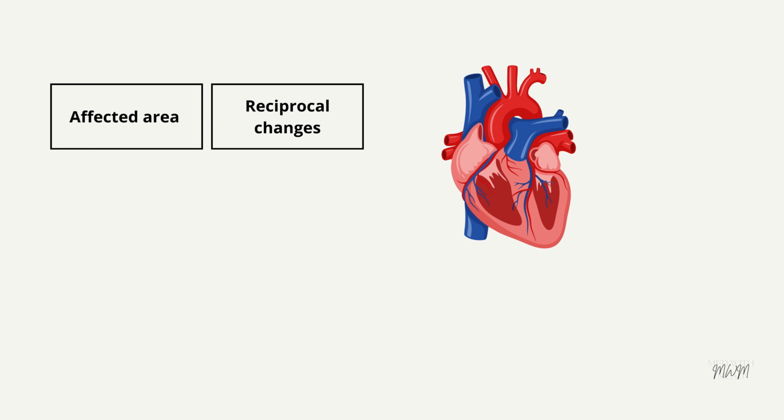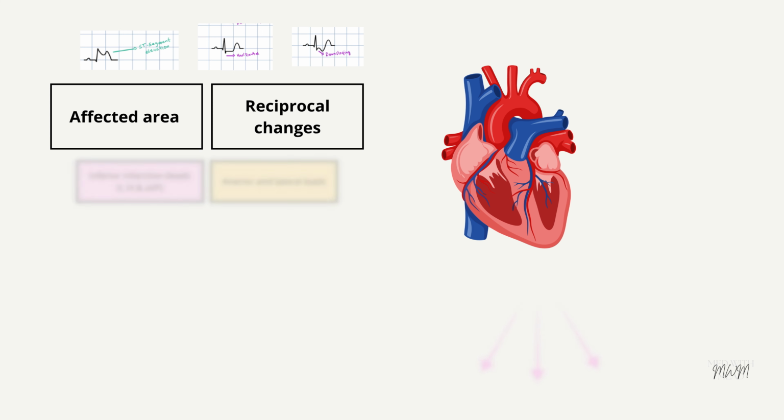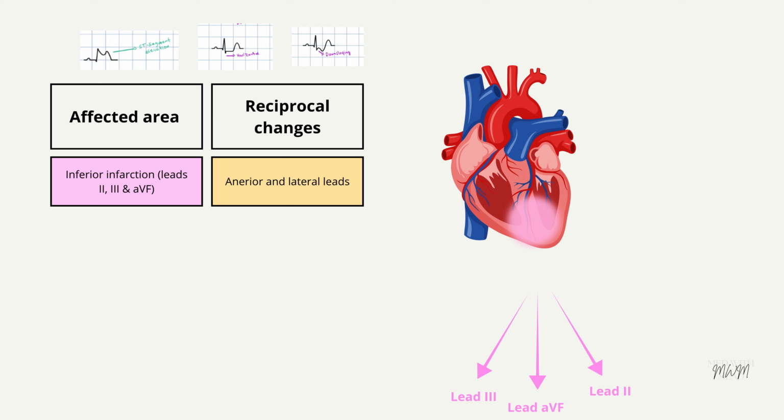Now that we have seen how the ECG leads correspond to different parts of the heart, let's look at how infarctions appear. In myocardial infarction, we see ST elevations in the leads facing the affected area, while reciprocal leads often show ST depression, which can appear as either horizontal or downsloping ST depression. An inferior infarction affects leads 2, 3, and AVF, with reciprocal changes in the anterior and lateral leads.